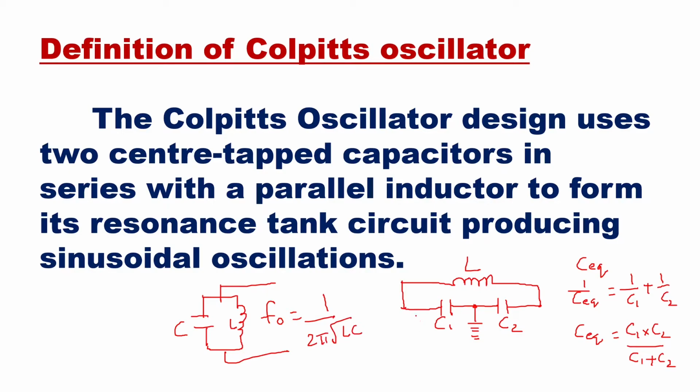Similarly, this tank circuit we are going to use in the Colpitts oscillator, and here also we'll have our frequency of oscillations as 1 by 2 pi root L, and instead of C we'll have C equivalent, which is the series combination of C1 and C2. So the Colpitts oscillator design uses two center tap capacitors in series with a parallel inductor to form its resonance tank circuit to produce sinusoidal oscillations. Oscillations mean you're going to produce repetitive waveforms, like this sinusoidal oscillation. So it is an oscillator circuit. Basically it is an amplifier with positive feedback, which works as an oscillator. Then we'll go to see the circuit diagram.